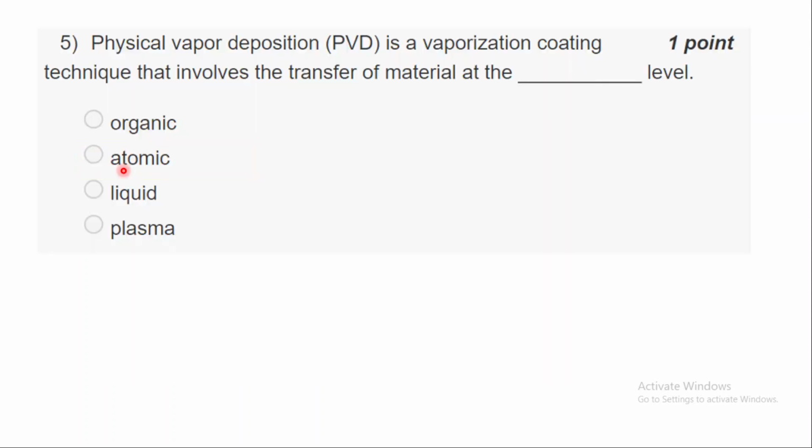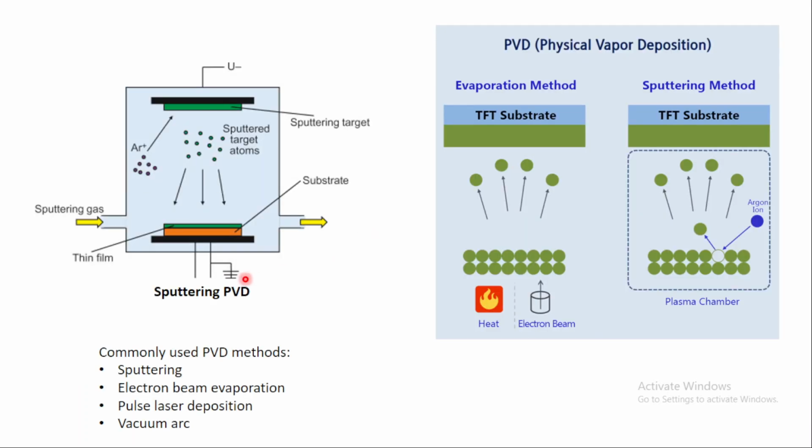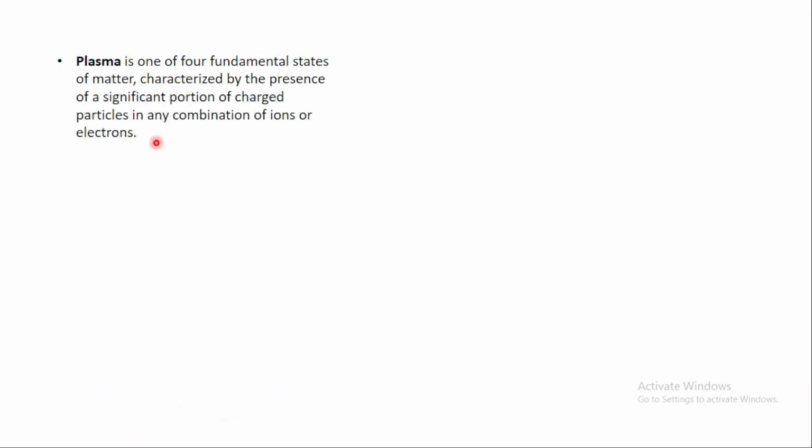So if we go back and see here in PVD deposition technique, we are already providing a voltage difference between the substrate plate and the target plate, or from where we are going to excite our molecules to form nanoparticles, right? There is already a voltage difference. So this will create charged plasma. That's what I was referring to here in the definition. Significant portion of charged particles in any combination of ions or electrons.